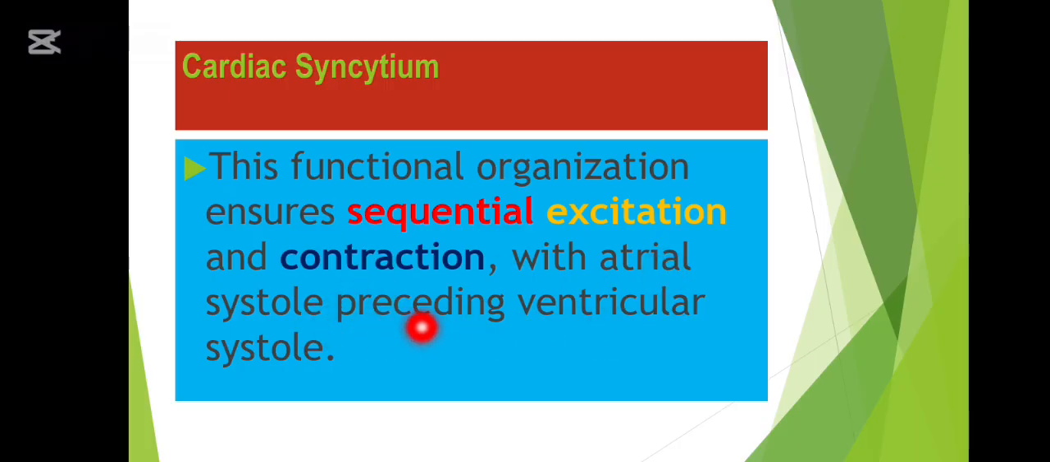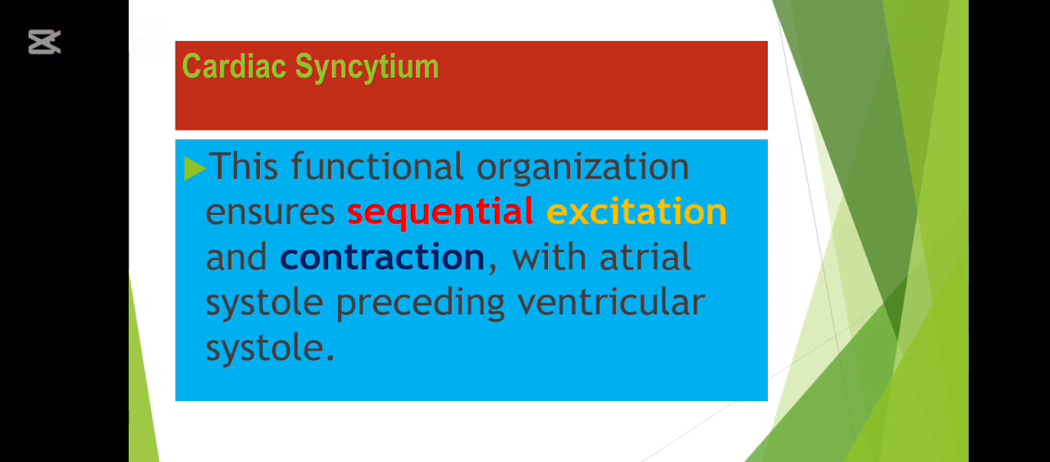When we say preceding, it means before. In your definition of terms, write systole. Systole means contraction. So when we say atrial systole, we mean contraction of the atrium, preceding ventricular systole. Atrial systole comes before ventricular systole. So atrial systole should start first so that the ventricles can receive blood. Then the ventricles are going to contract when the atria are no longer contracting.